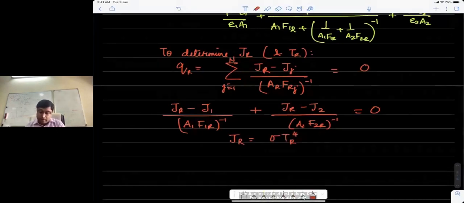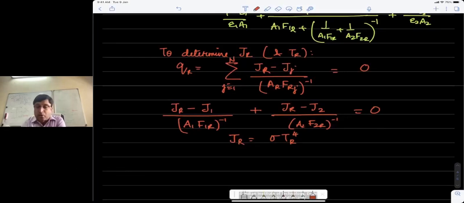And so TR can be calculated. So for a radiating surface, as I've shown here, it's a 3-surface enclosure with some specific property, we can still calculate what would be its temperature and what would be the net radiation exchange between that surface and its surroundings. Okay, any questions on this?